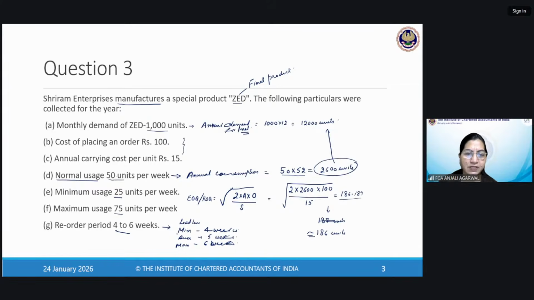So minimum lead time 4 weeks, maximum lead time 6 weeks, and on an average 4 plus 6 divided by 2, average time will be 5 weeks. So this is the time given, and this is the consumption given. Consumption minimum 25, average 50, and maximum 75. Check whether this is also given per week. 25 units per week. Yeah. So we can use this information, right?